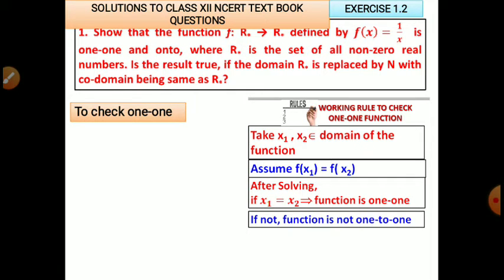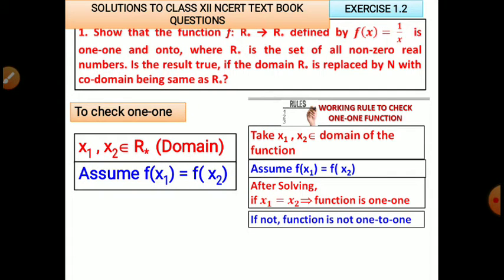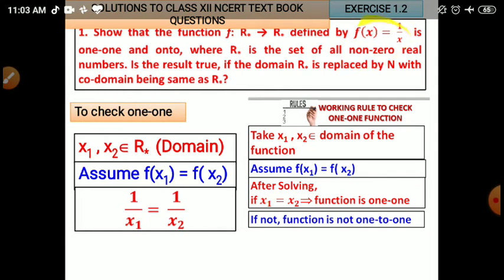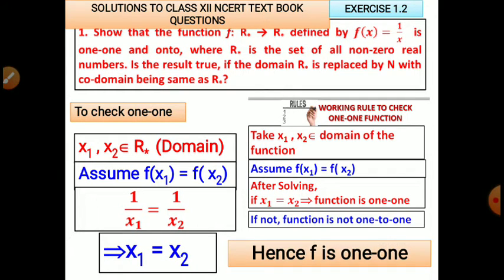The working rule we have already discussed in the previous class: to prove that a function is one-one, x1 and x2 should be taken in the domain, assume that f of x1 equals f of x2, and after solving we need to get x1 equals x2. So let us take x1, x2 belonging to R star, and assume that f of x1 equals f of x2. Since f of x equals 1 by x, f of x1 equals 1 by x1 and f of x2 equals 1 by x2, and then you get x1 equal to x2. We have reached that, therefore this function is a one-one function.